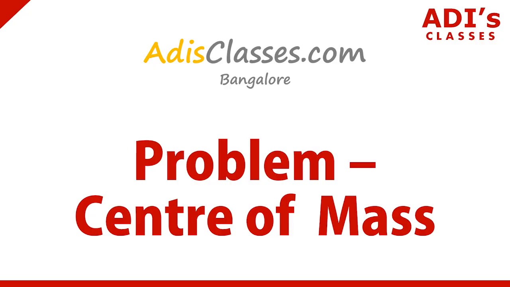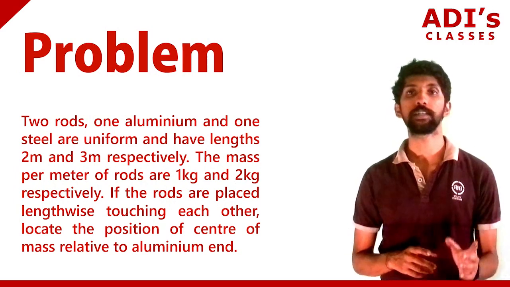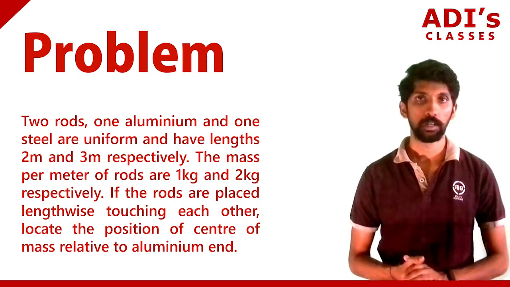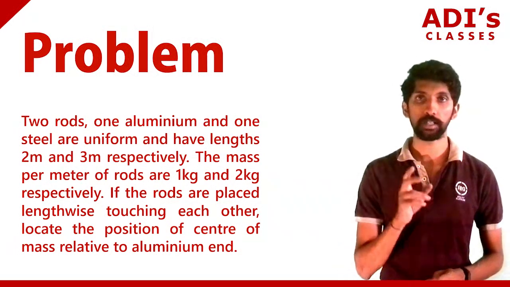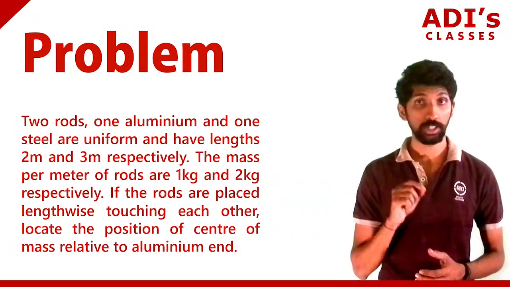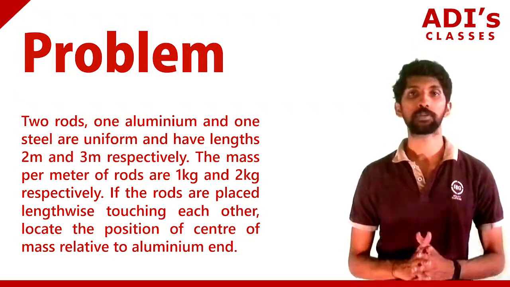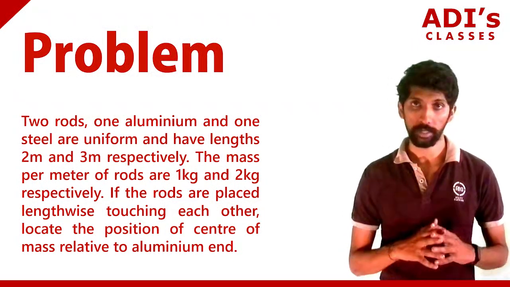Two rods, one aluminium and one steel, are uniform and have lengths of 2 meter and 3 meter respectively. The mass per meter of the rods are 1 kg and 2 kg respectively. If the rods are placed lengthwise touching each other, locate the position of the center of mass relative to the aluminium end.